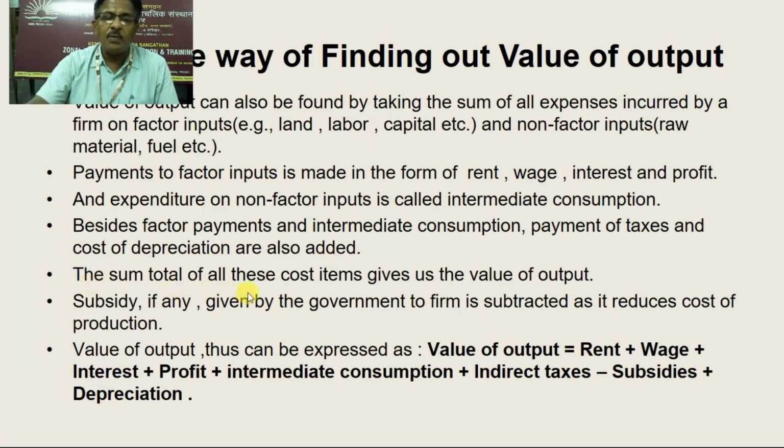The sum total of all these cost items gives us the value of output. Subsidy, if any, given by the government to the firm is subtracted as it reduces the cost of production. Value of output thus can be expressed as: value of output is equal to all the four factor payments, rent, wage, interest and profit, plus the intermediate consumption, plus the indirect taxes, minus the subsidies, plus depreciation.